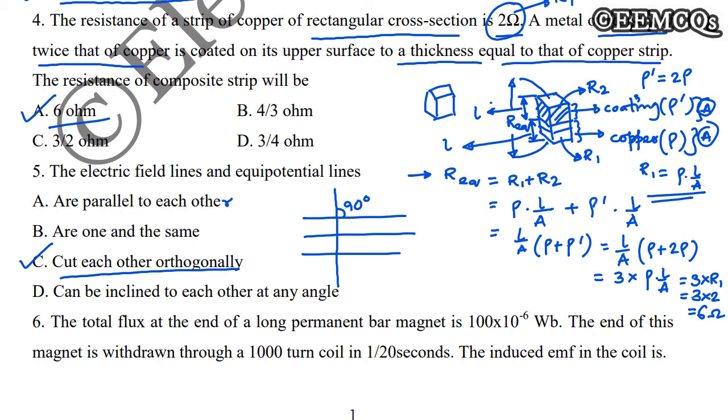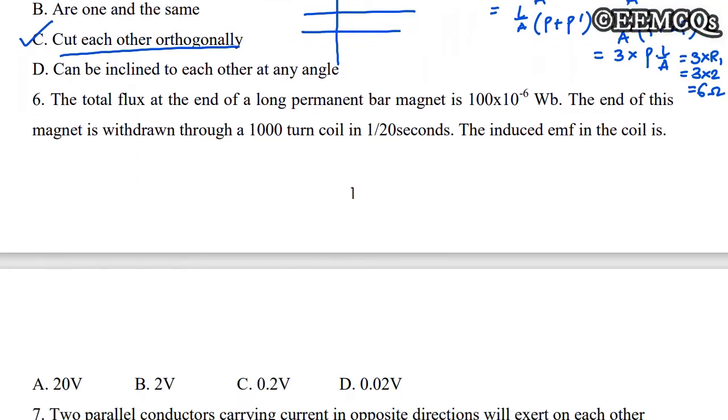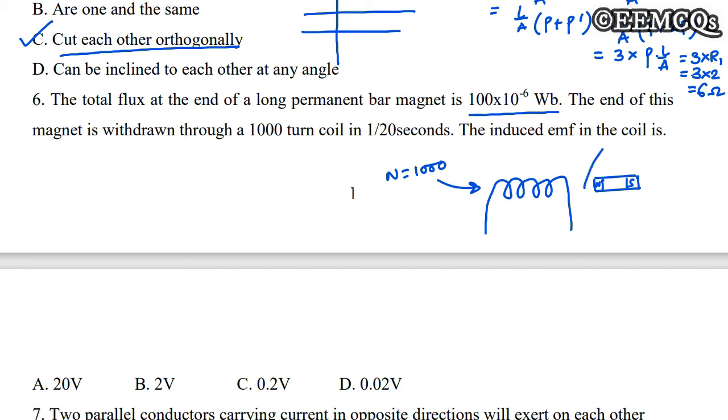Next question: the total flux at the end of a long permanent bar magnet is 100 into 10 to the power minus 6 Weber. The end of this magnet is withdrawn through a 1000 turn coil in 1 by 20 seconds. The induced EMF in the coil is what? Means like this, there is a coil with N equal to 1000 number of turns, and a permanent magnet like this. Okay, this is being withdrawn.